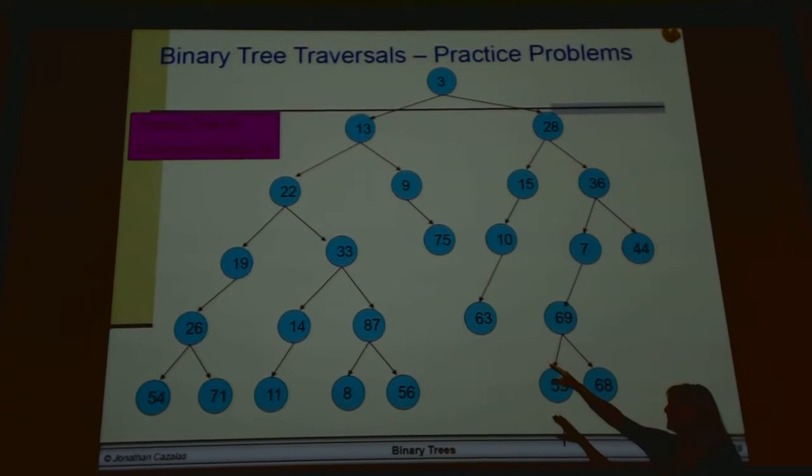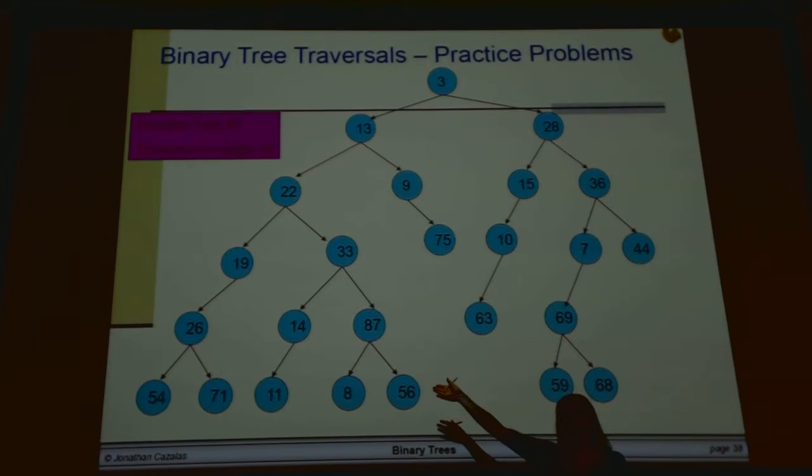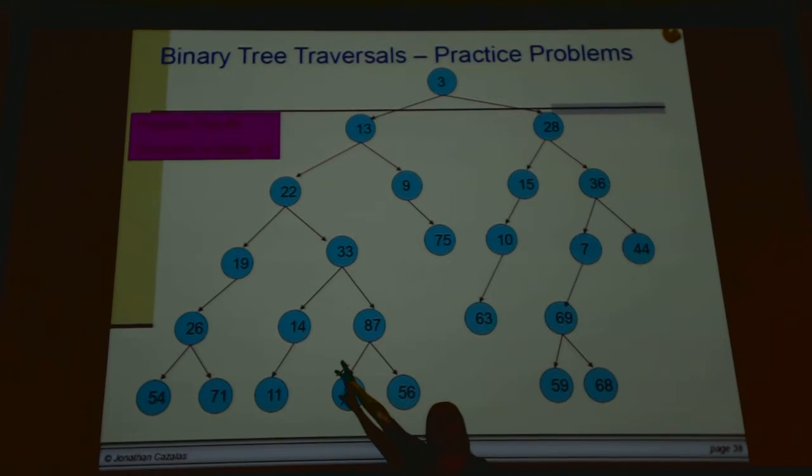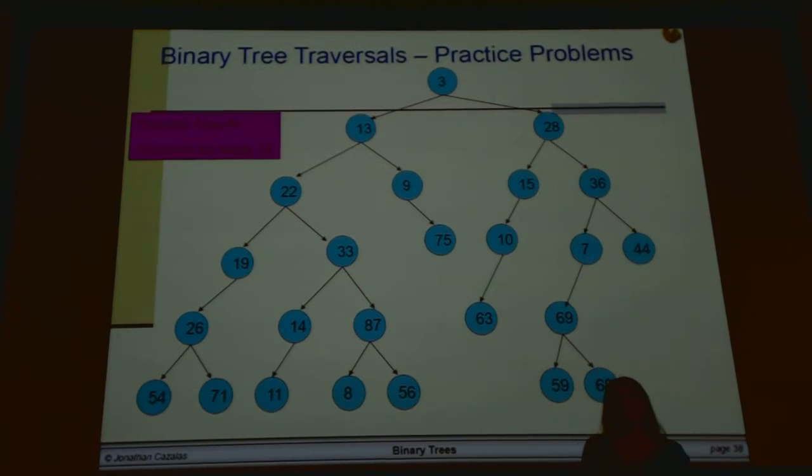22's right is 33, but 33 has a left. His left is 14. 14 has a left. His left is 11. So can I print this number now? Yeah. Why can I? There's no left. What have we found? The leaf. We found a leaf on the left of our node, correct?